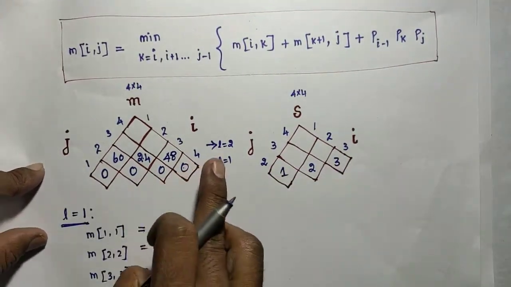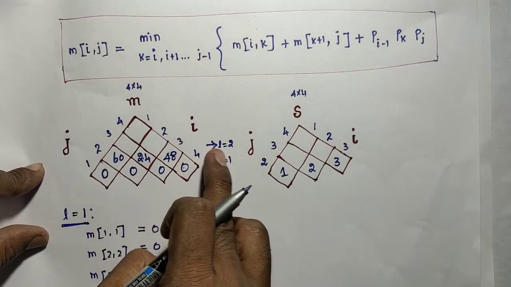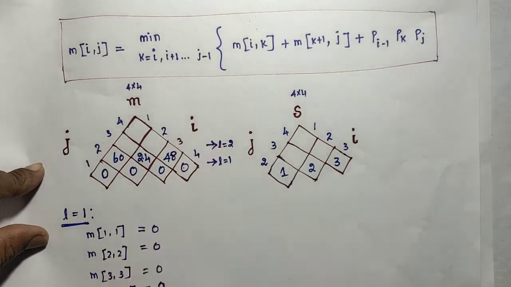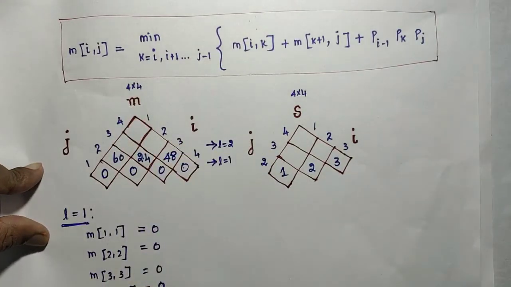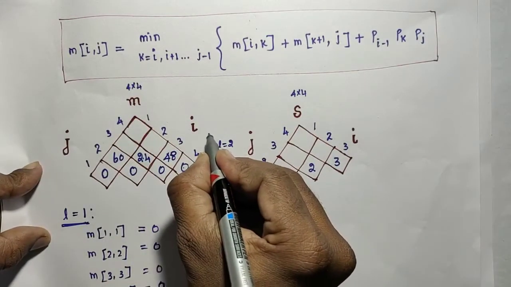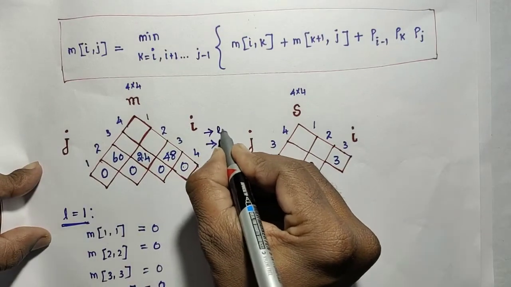So now we have solved all the subproblems with length equal to 2. Then I need to move to length equal to 3, the subproblems with length equal to 3. Once we have filled it, we can go with length equal to 4. So next, the subproblems with length equal to 3.